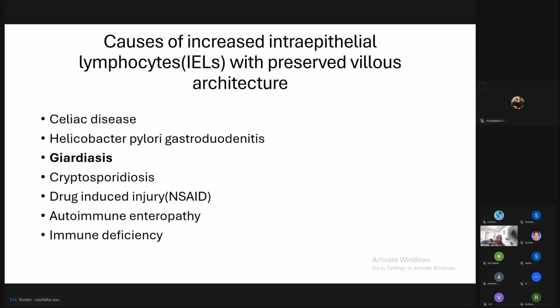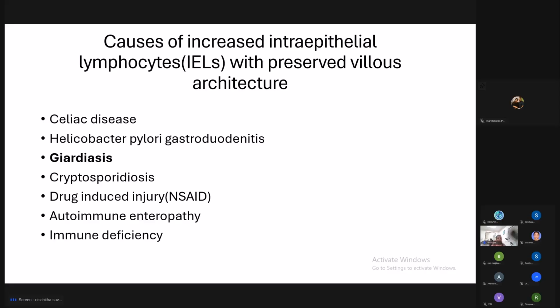So, in our biopsy, there was presence of increased intraepithelial lymphocytes but preserved villus architecture. Certain differentials come into the picture. One is Marsh type 1 celiac disease, where there is increase in intraepithelial lymphocytes, up to 30, and villus morphology is maintained. So that is one of the differentials. Also Helicobacter pylori gastroduodenitis can present with similar features. Cryptosporidiosis, drug-induced injury, mainly NSAIDs, autoimmune enteropathy.